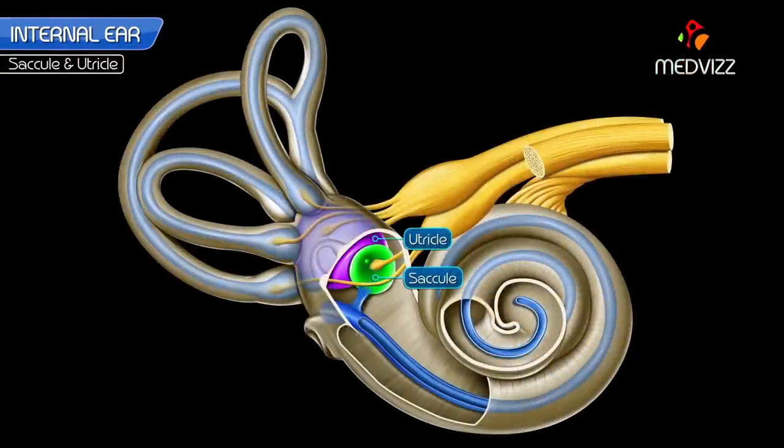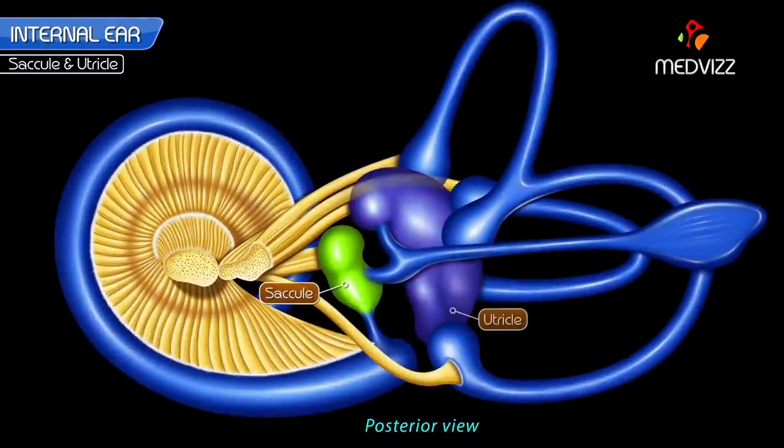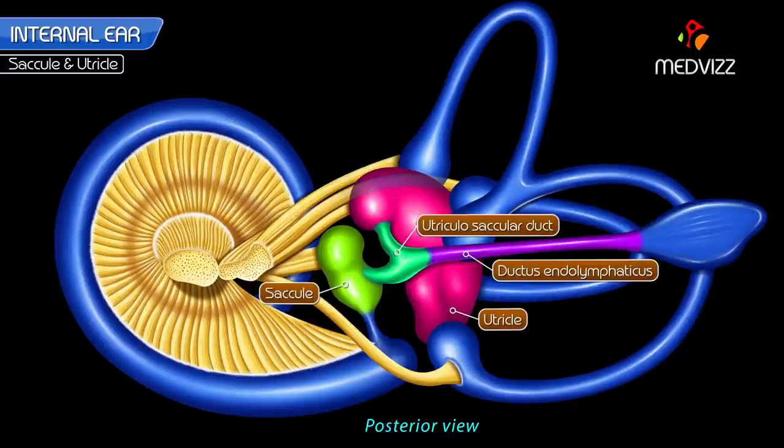Saccule and utricle. The saccule is a small globular membranous sac which lies in the anterior-inferior part of the vestibule. The utricle is an oblong membranous sac and is larger than the saccule. It lies in the posterior superior part of the vestibule. The saccule is connected anteriorly to the basal turn of the cochlear duct by the ductus reuniens and posteriorly with the utricle by a Y-shaped utriculosaccular duct. The vertical limb of the Y continues as the endolymphatic duct, or ductus endolymphaticus, and its dilated blind terminal end is called the saccus endolymphaticus.